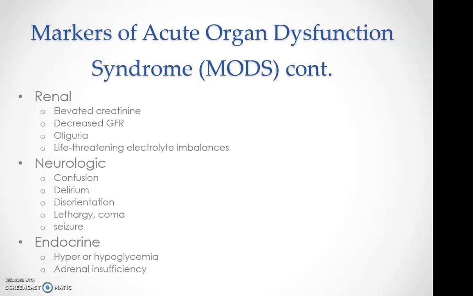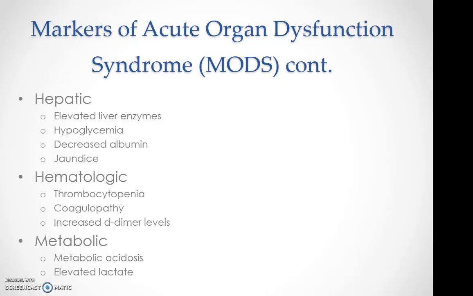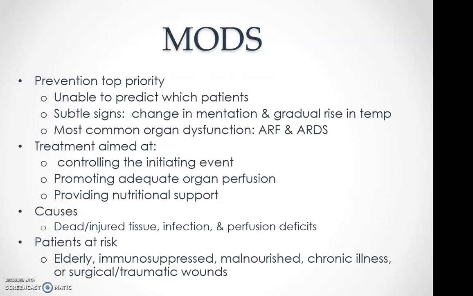Endocrine, we're going to go hyper or hypoglycemia. We may see some adrenal insufficiency. Our hepatic system, we have elevated liver enzymes, hypoglycemia, decreased albumin from the decreased protein, jaundice. We may have some clotting disorders, thrombocytopenia, coagulopathy, increased D-dimers. We're going to have a metabolic acidosis and elevated lactate. So a lot of the things that you see in shock once it involves organs.